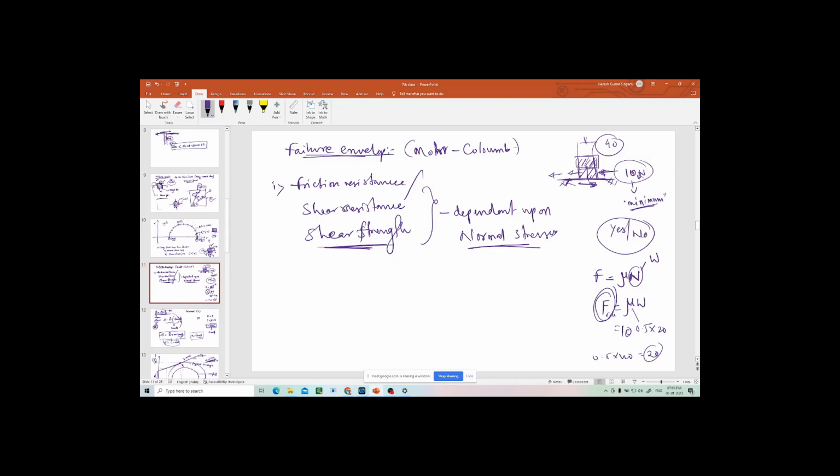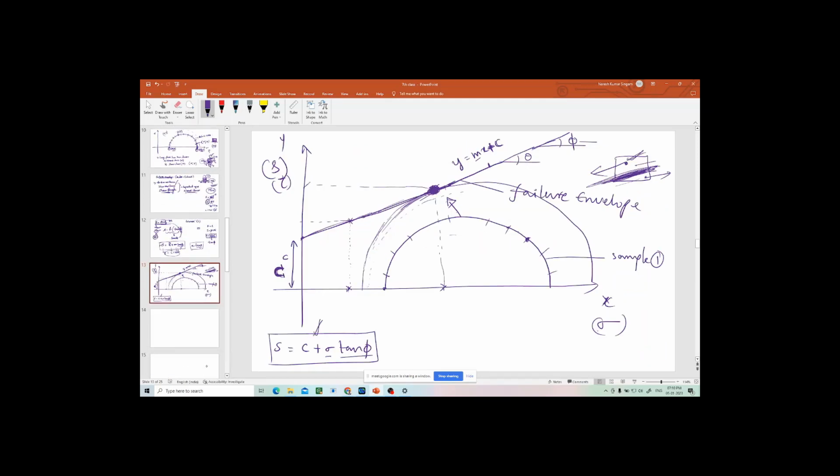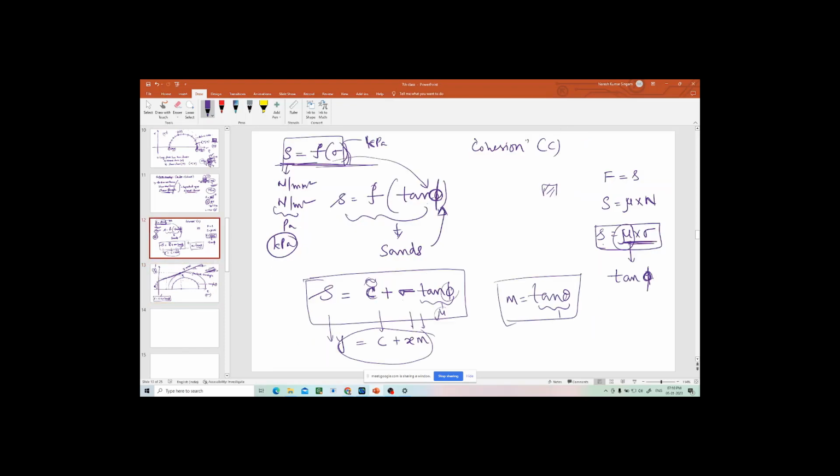Now, I told you about failure envelopes also. Failure envelope is nothing but this line. This line is the failure envelope. And I told you about how shear strength is found. Shear strength is a combination of normal stress as well as cohesion. Cohesion plus normal stress multiplied by the coefficient of friction. So S equal to C plus sigma tan phi.